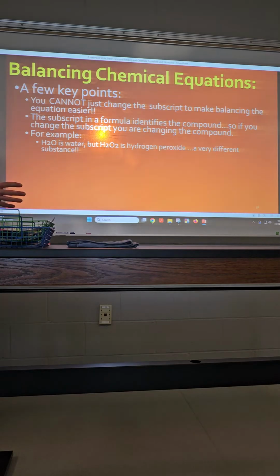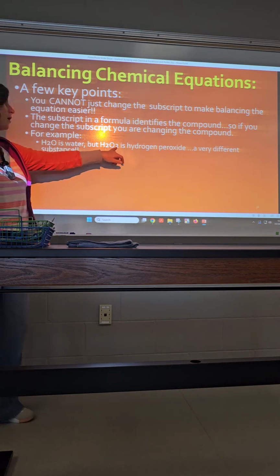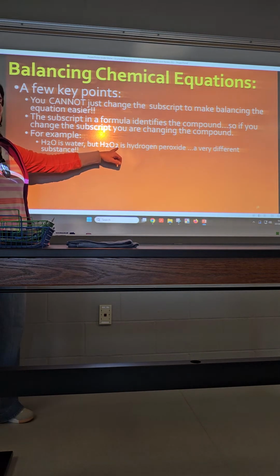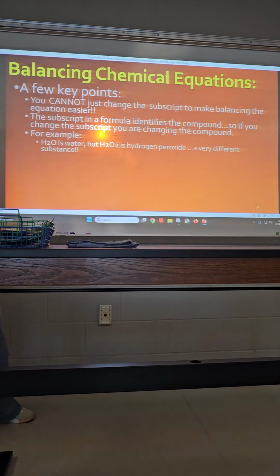I've given this example before. H2O we know is water. H2O2 is hydrogen peroxide. So it doesn't just make it more oxygen-y, it actually changes it and it's no longer water. Just that one little change of one extra oxygen gives you something totally different.